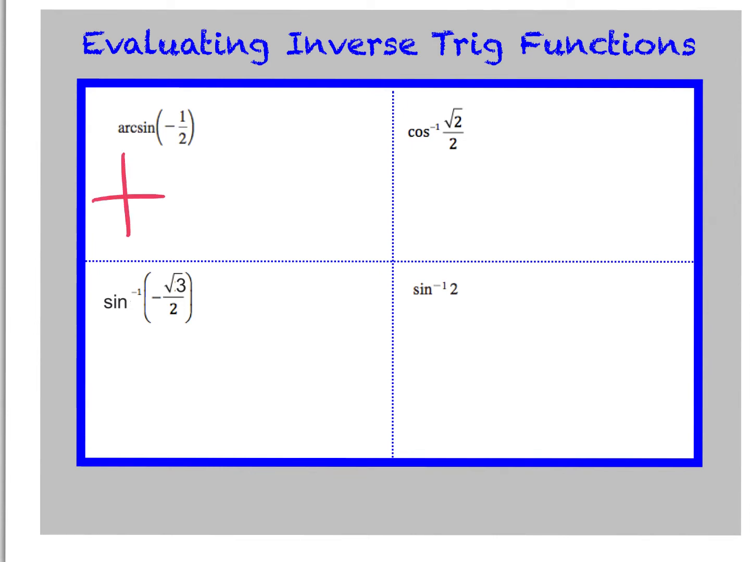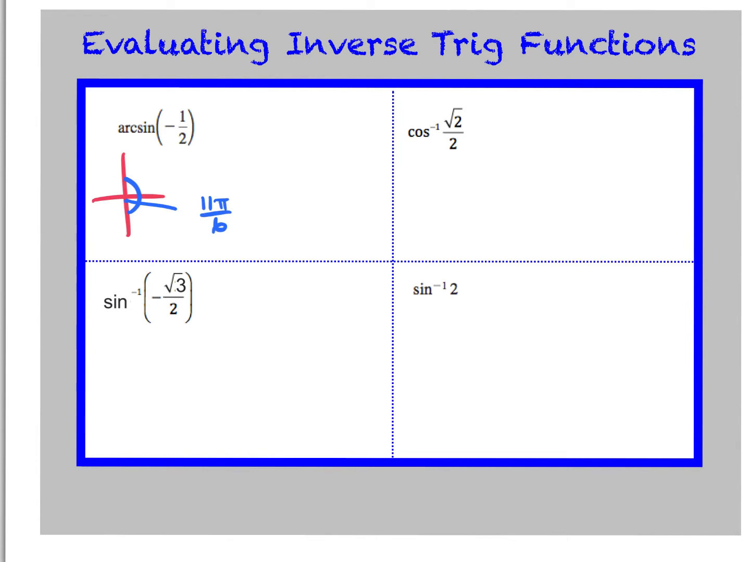Now, arc sine is in between what? Negative pi over 2 to pi over 2. So it's in between there. So when is sine negative 1/2? It'd be right here, true? So what angle is that? I can't say 11 pi over 6.